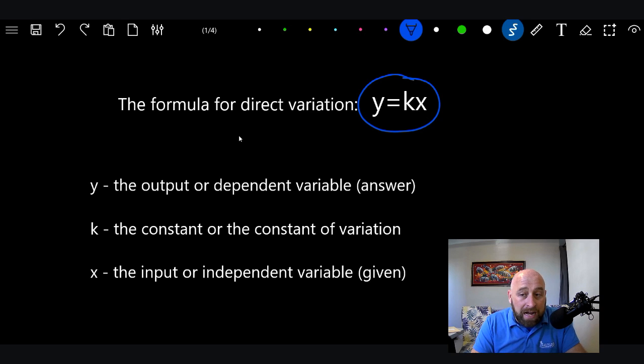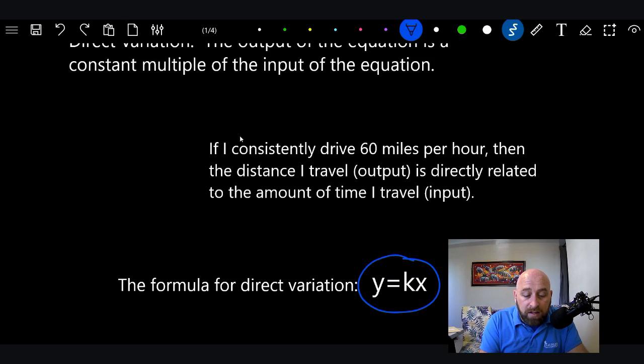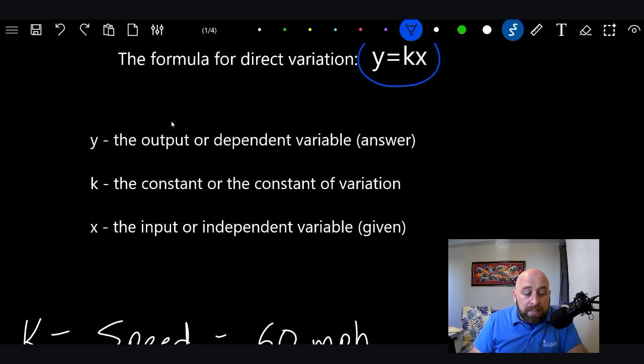Well, the constant is the k. So when you see that k, think constant. What is a constant? A constant is a number. In this case, our constant is 60 because we're driving 60 miles per hour. That's our constant. The last thing is the x, which is the input, or the independent variable.